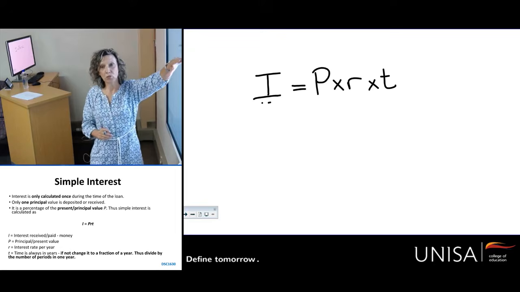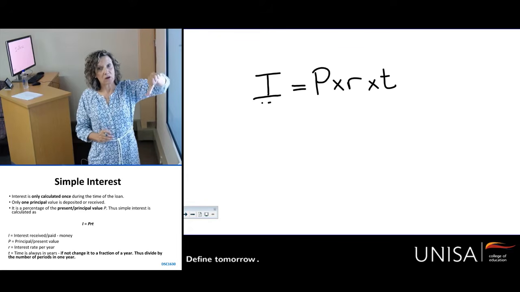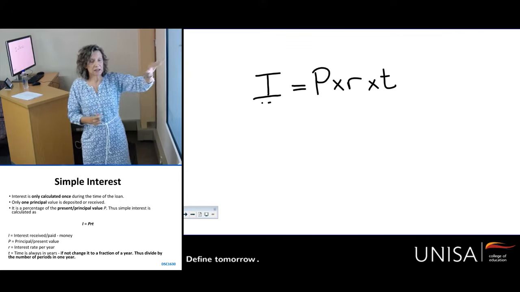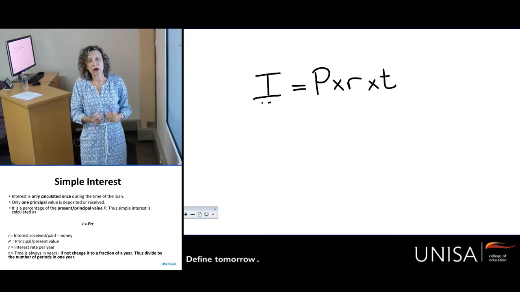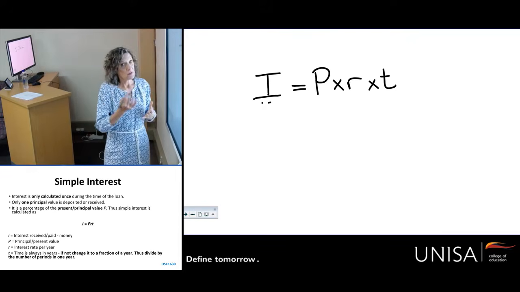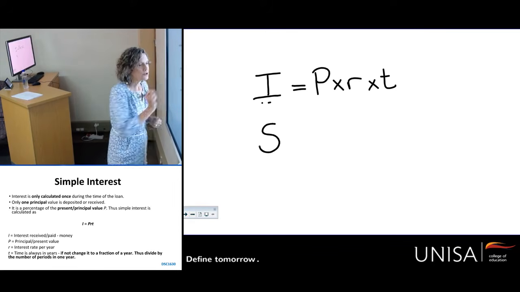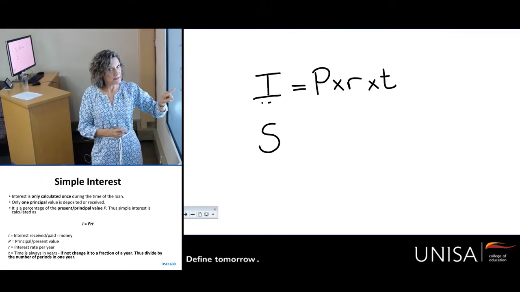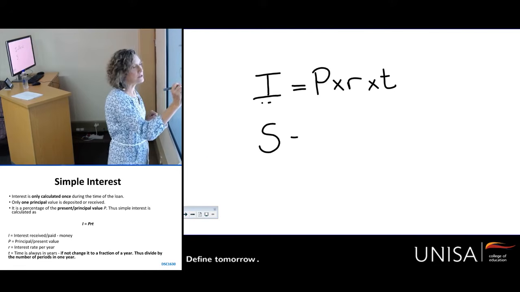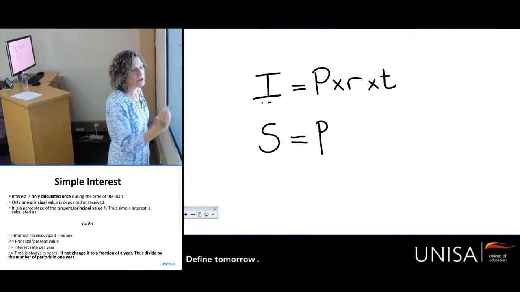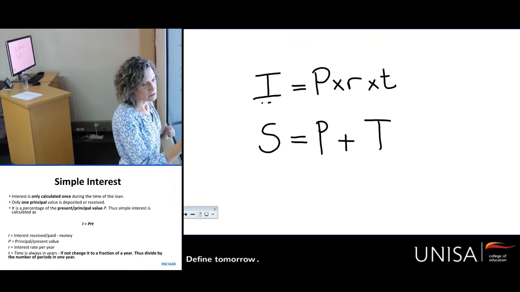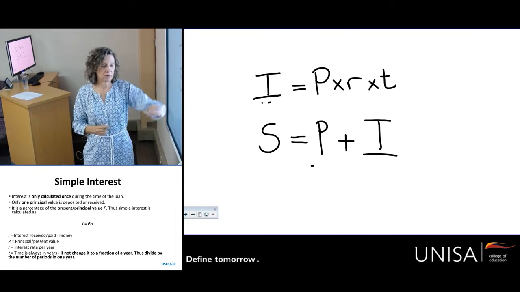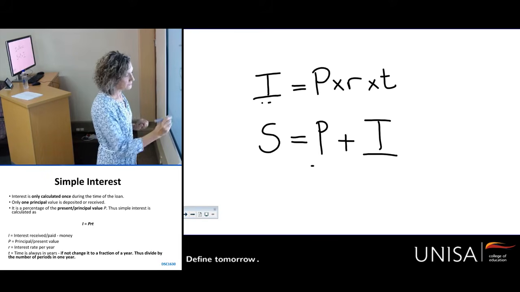This is how simple interest is calculated. Interest is calculated once. And then what do we pay back, or what do we get out at the end of the day? It's the interest plus the amount that you borrowed or invested. So what you pay back, we call the future value or accumulated sum, S, which is equal to your principal value plus the interest. That is what you will be paid back or get back from the bank at the end of the time period.